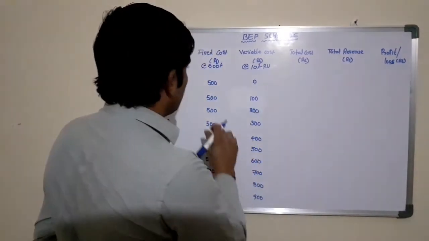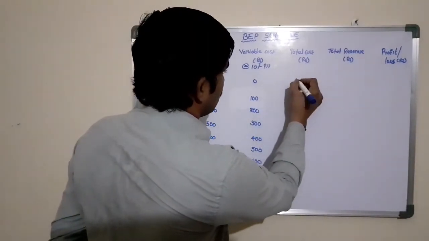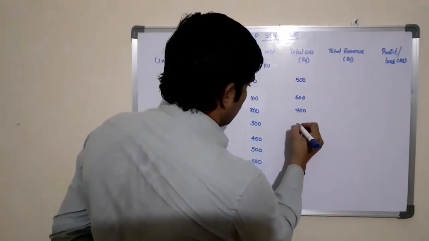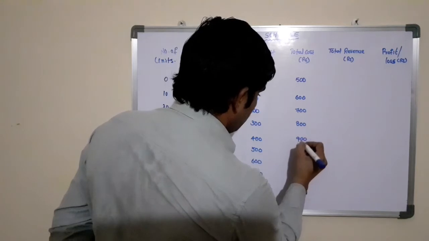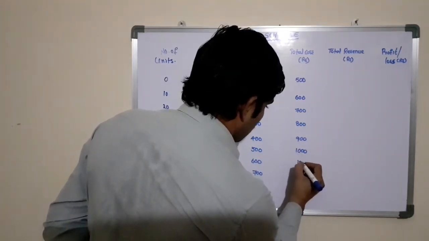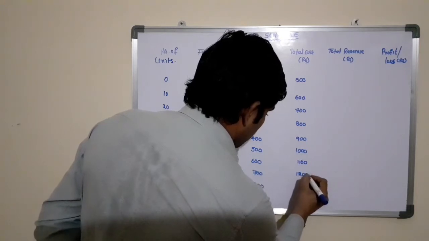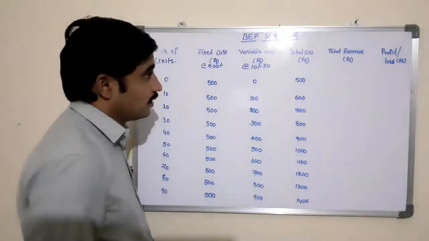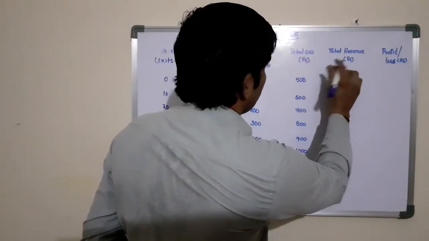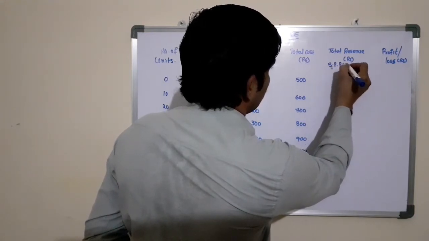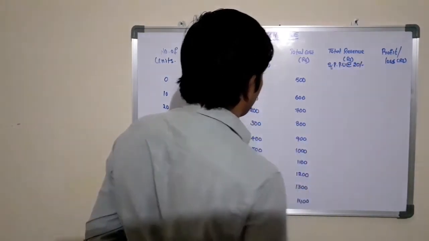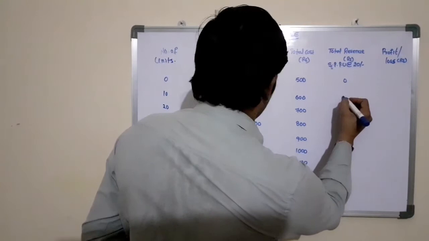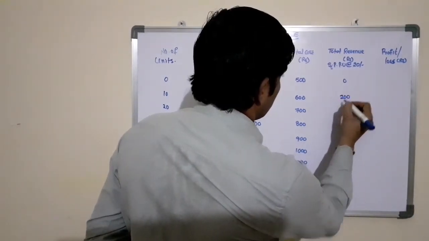Then the total cost of production, fixed plus variable cost, that is 500, 600, 700, 800, 900, 1000, 1100, 1200, 1300 and 1400. Then the total revenue. Here the selling price per unit is 20 rupees. So at 0 there is no revenue. At 10 units, that is 200.